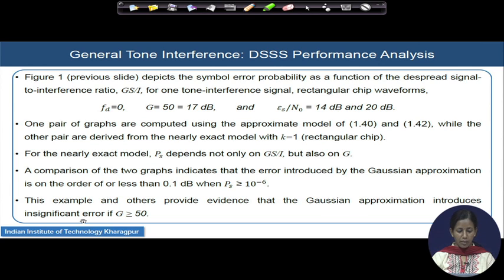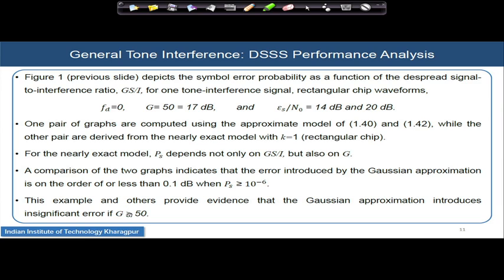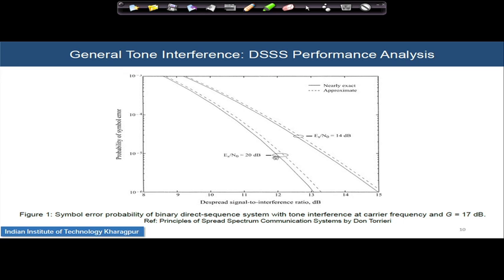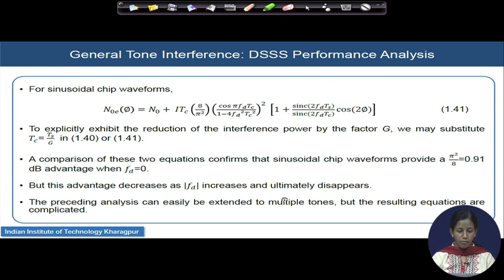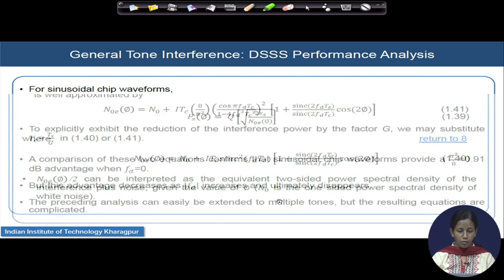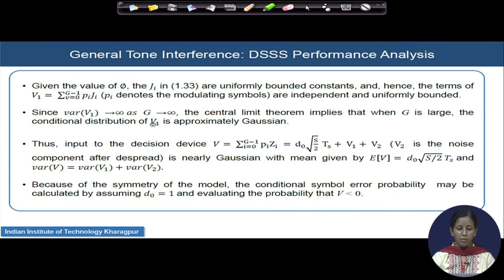severe error, if the value of G, I mean the processing gain, is less than 50. So, for a tremendously high value of G, this difference that you are seeing won't be there. Here we have considered G to approximate the variance of this V1 to be Gaussian.